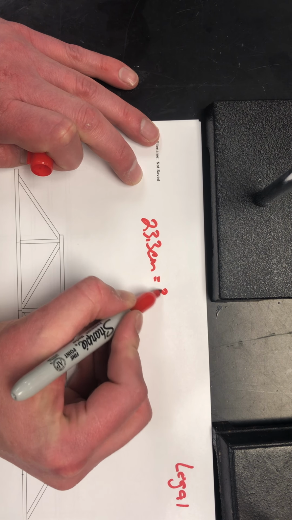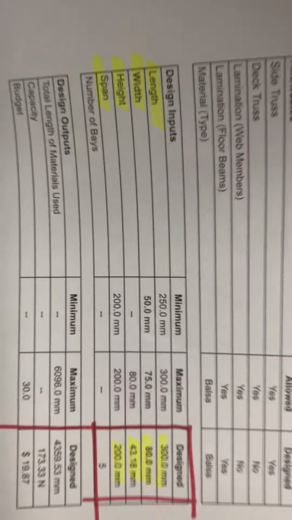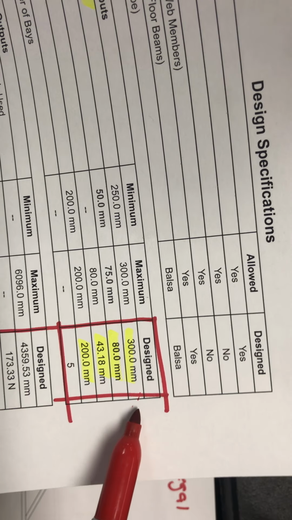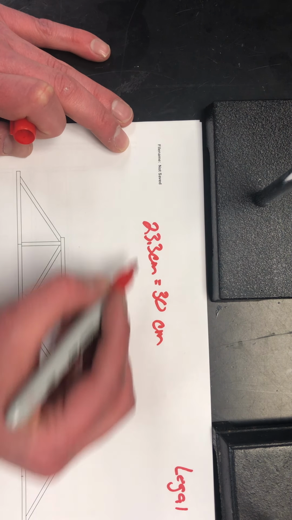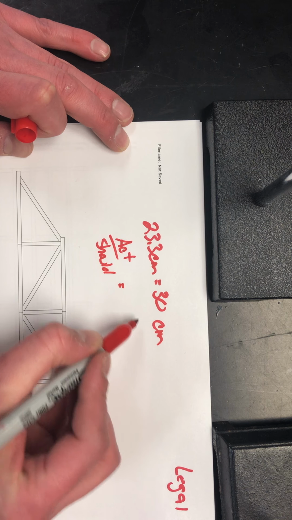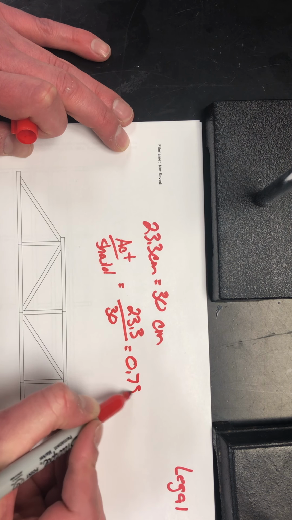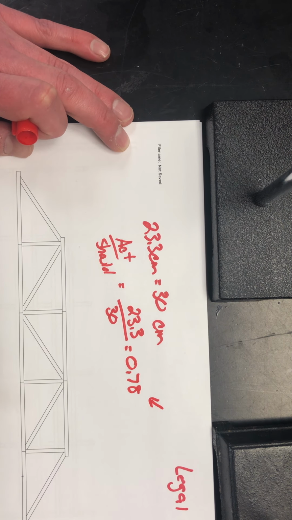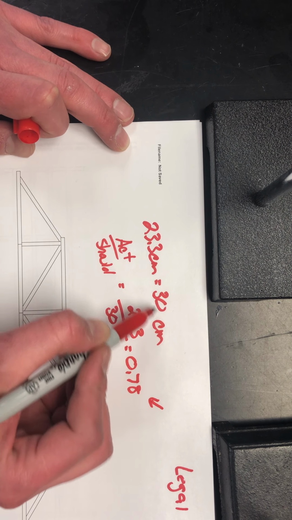It's supposed to be 30 centimeters. I know it's supposed to be 30 centimeters from my design sheet, which says 300 millimeters, or 30 centimeters. So to figure out what my ratio is, I take my actual over what it should be. So 23.3 divided by 30 gives me 0.78. This right here is my conversion factor. So I'll take all of my measurements from here on out and divide them by that number. If I take 23.3 and divide it by 0.78, it's going to give me roughly 30 centimeters.